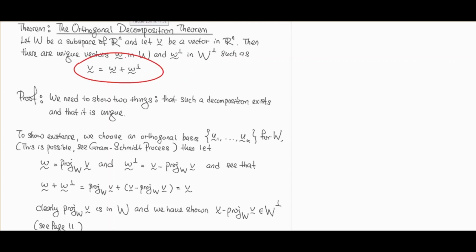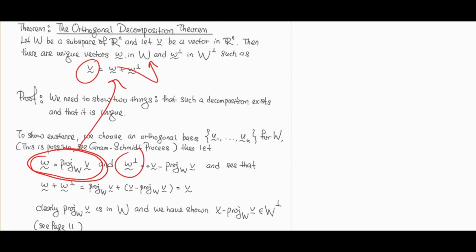And actually the way to do it is easy. We've already seen two examples from before. This W, you want it to be in W. Well, one of the obvious choices is to project V onto W. So let's find an orthogonal basis, and let's write this vector W as a projection of V onto W. For W perp, let's choose this. We already know that all the things that look like this are in W perp. And if you look at the sum of these two vectors, obviously it will be V.